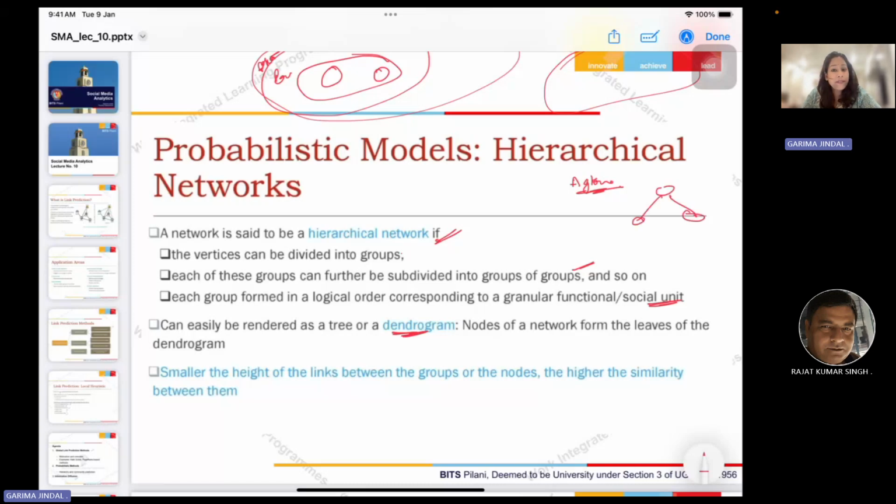As we have seen in this example, we have college, then we have department, then department is further divided into branches, and branches are further divided into sections, and so on. So this social network or this hierarchy is in the form of trees, and these trees can be represented in the form of dendrograms. A dendrogram is nothing but a visual representation of the hierarchy in the network.